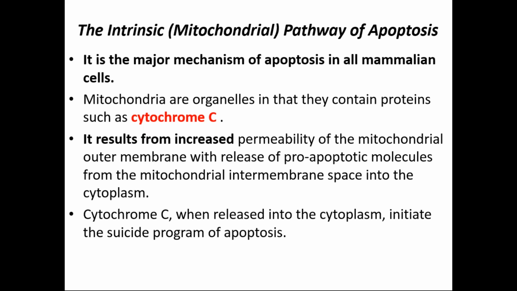These are organelles that contain proteins such as cytochrome C. It results from increased permeability of the mitochondrial outer membrane with release of pro-apoptotic molecules from the mitochondrial intermembrane space into the cytoplasm, and cytochrome C, when released into the cytoplasm, initiates the suicide program or apoptosis. You have to remember that mitochondria contain cytochrome C in their intermembrane space. When the cytochrome C is present within the mitochondria, apoptosis does not occur. But when there is increased permeability of the mitochondrial membrane, and due to any reason the cytochrome C is released out of the mitochondria, then apoptosis is initiated.